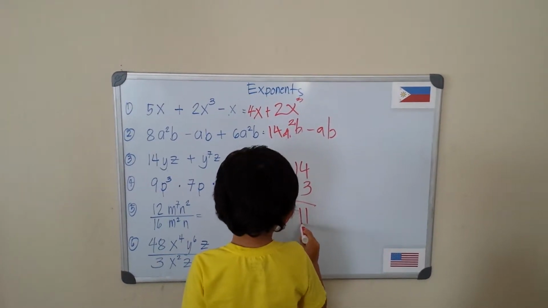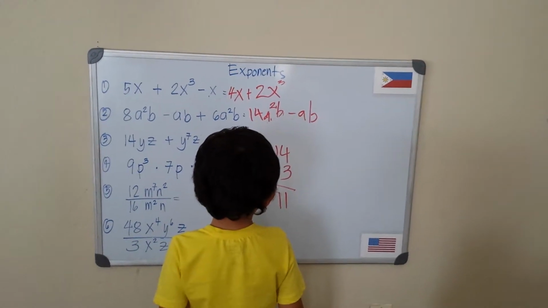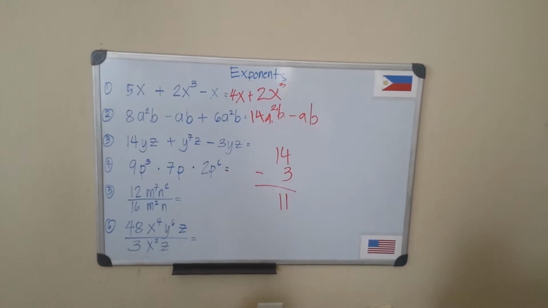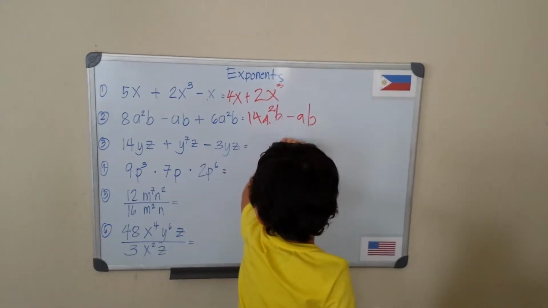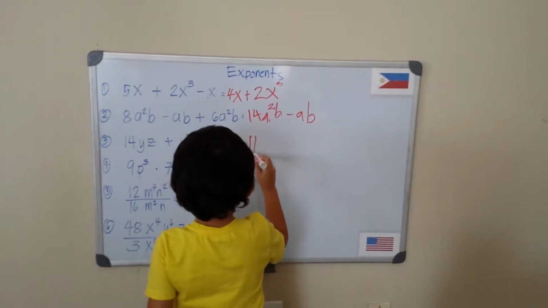Bring down the 1. 11. Answer is going to be 11. So let me use my eraser. 11. 14 minus 3 is 11.